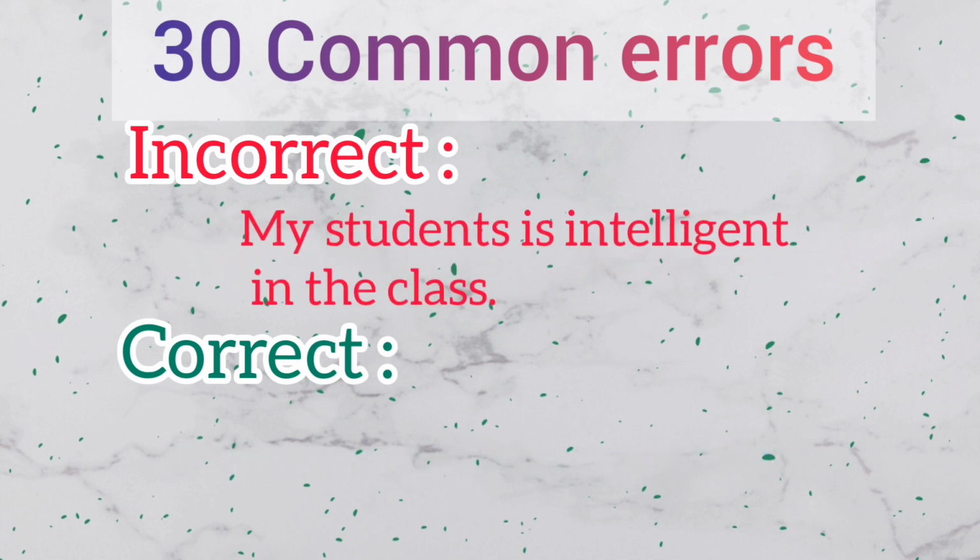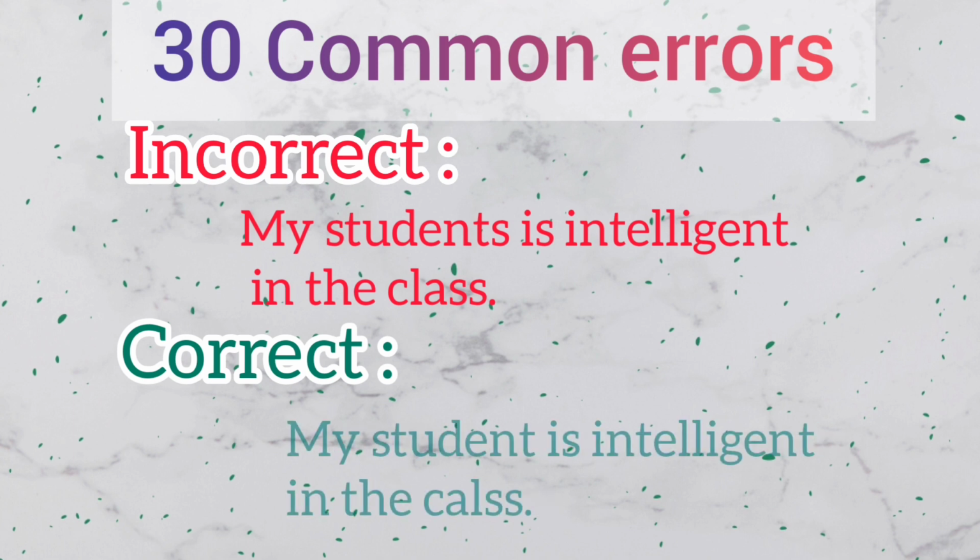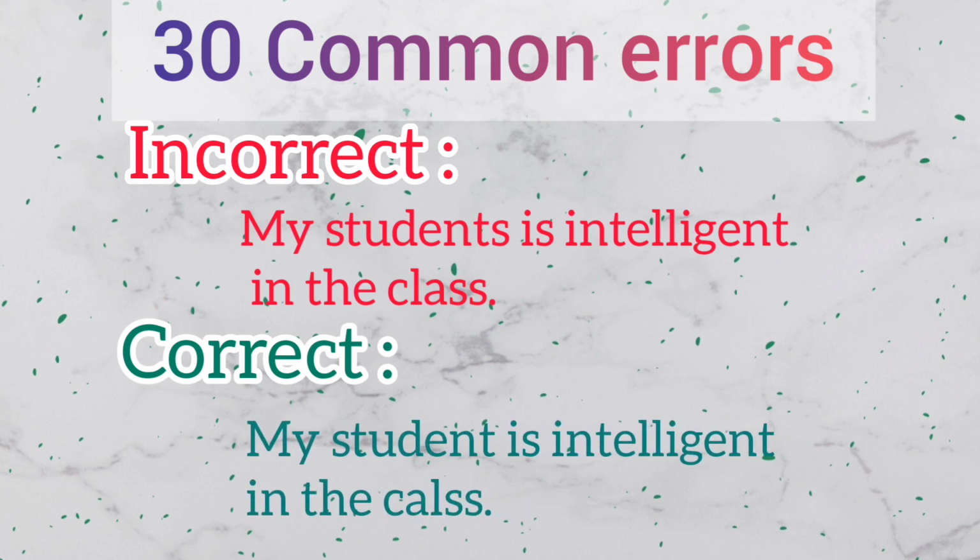Next one is "My students is intelligent in the class." The correct sentence is "My student is intelligent in the class." A singular noun is used with "my."